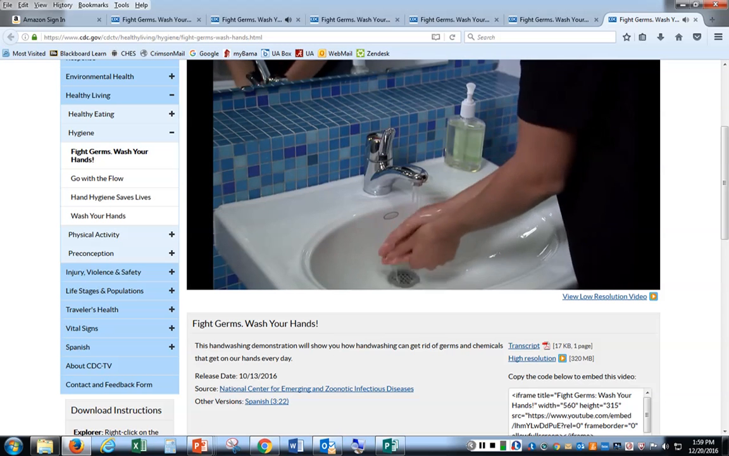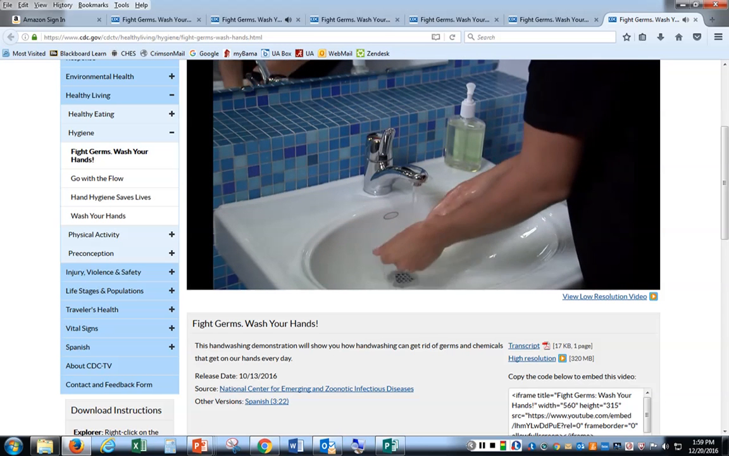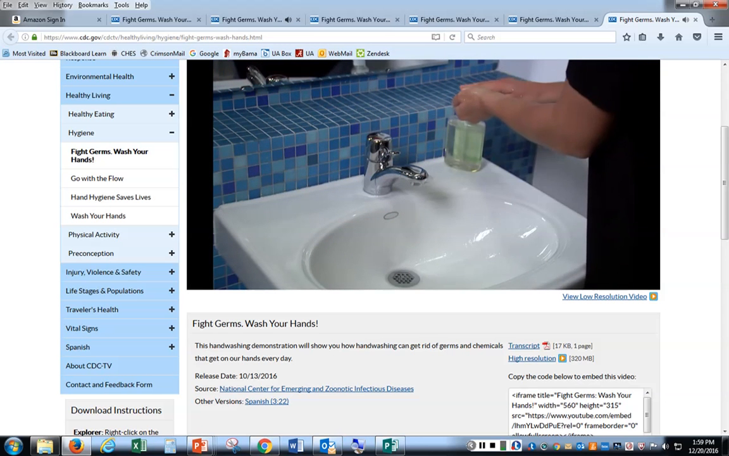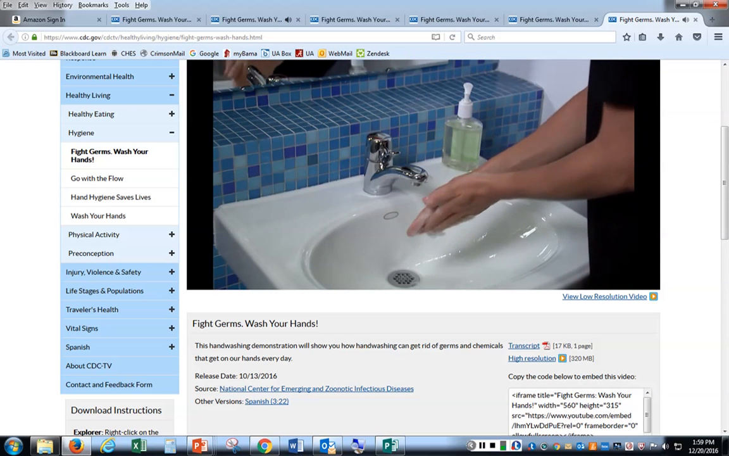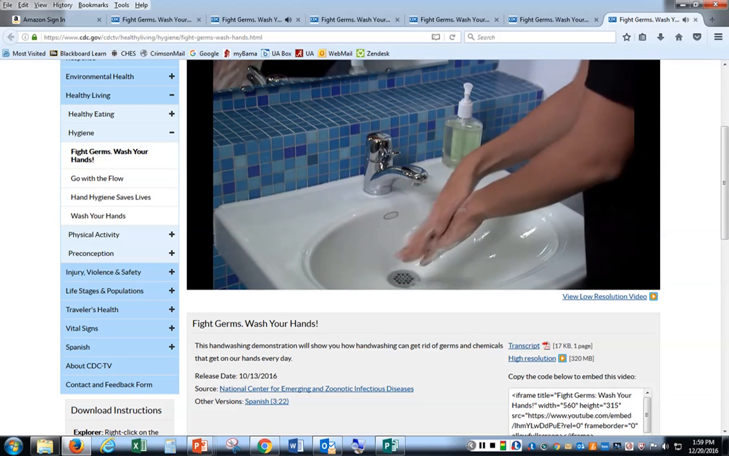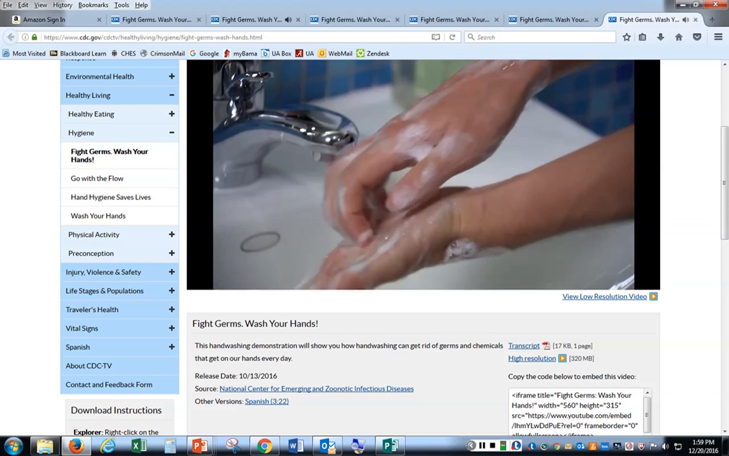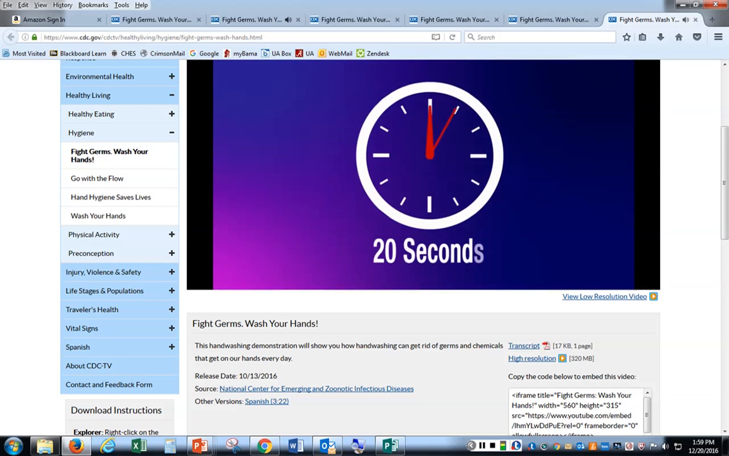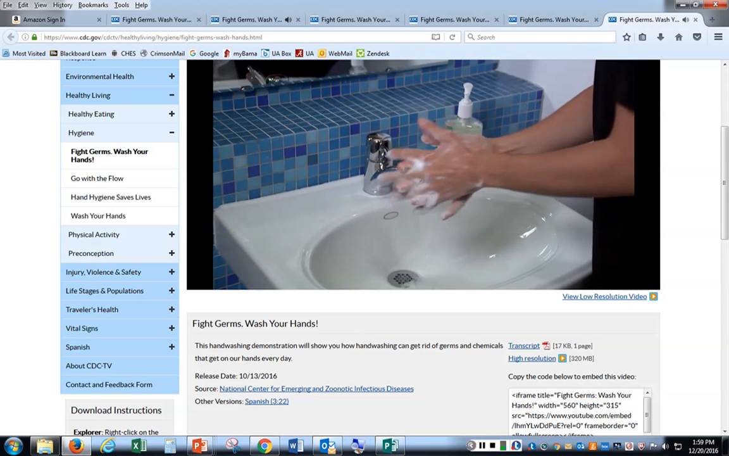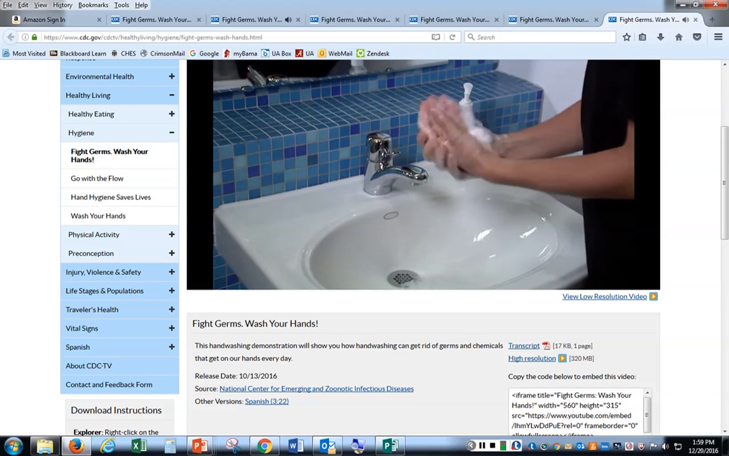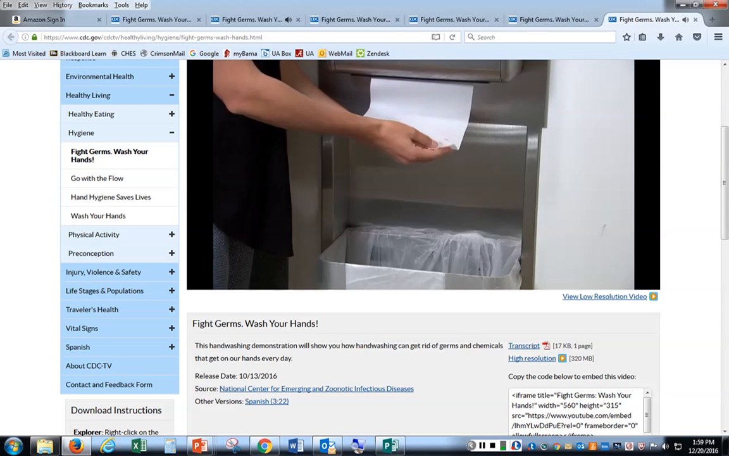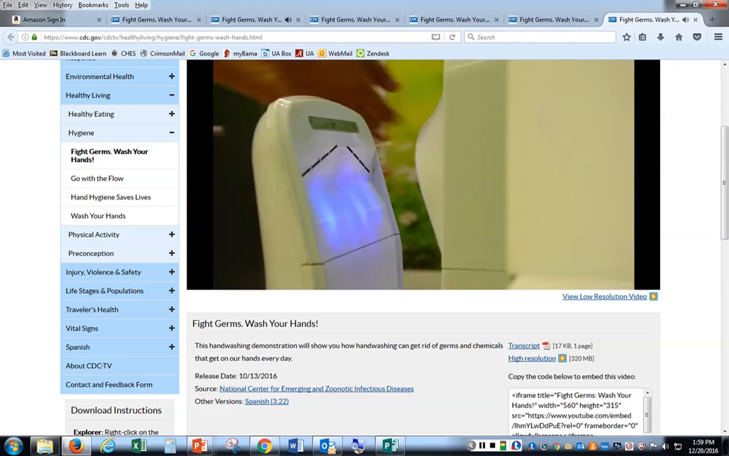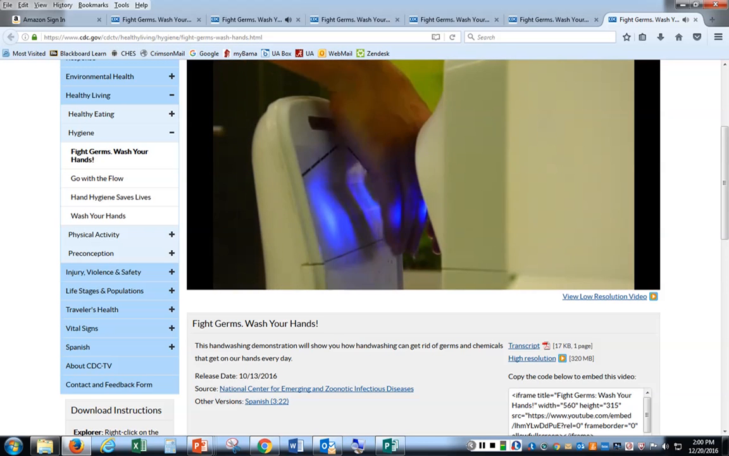First, wet your hands with clean running water. Turn off the tap and apply soap. Then, lather your hands by rubbing them together with the soap. Be sure to lather the backs of your hands, between your fingers, and under your nails. Scrub your hands for at least 20 seconds. If you don't have a clock nearby, keep scrubbing until you've sung the happy birthday song twice. Rinse your hands well under clean running water. Dry your hands using a clean towel, electric hand dryer, or air dry them.